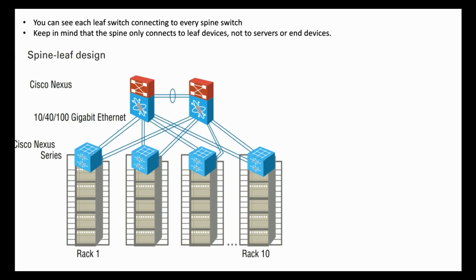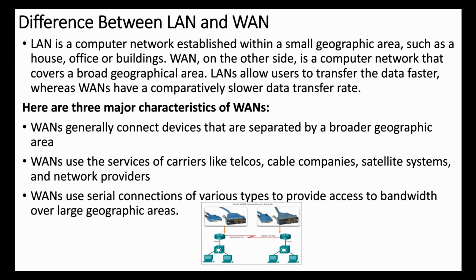And you can see each leaf switch is connecting two spine switches. You can check the image. See, for the redundancy, every leaf switch will connect to the spine switch, and these two spine switches are also connected with two cables for redundancy. As you can see, it's a Cisco Nexus switch, and this is called as spine and leaf design. Now let's move to the next topic.